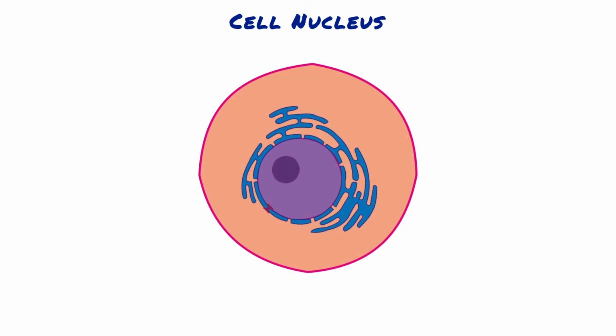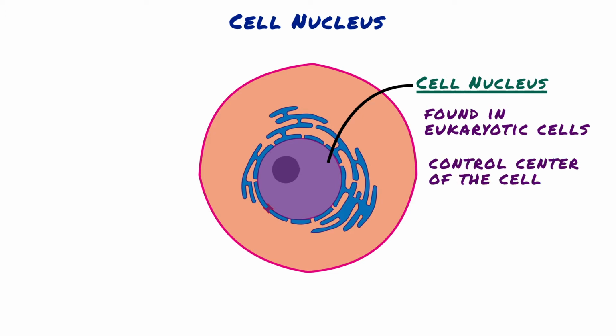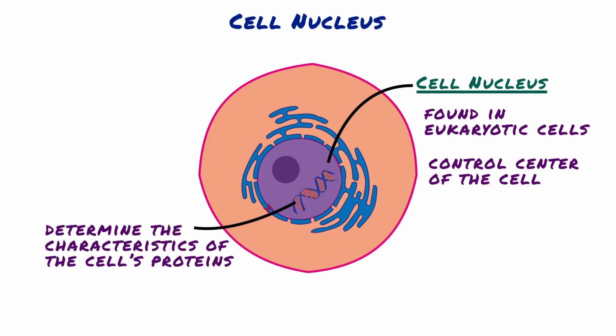Cell nucleus. In cell biology, the nucleus is a membrane-bound organelle found in eukaryotic cells. The nucleus is the control center of the cell. Briefly, the nucleus contains large quantities of DNA, which are the genes. The genes determine the characteristics of the cell's proteins, including the structural proteins as well as the intracellular enzymes that control cytoplasmic and nuclear activities.